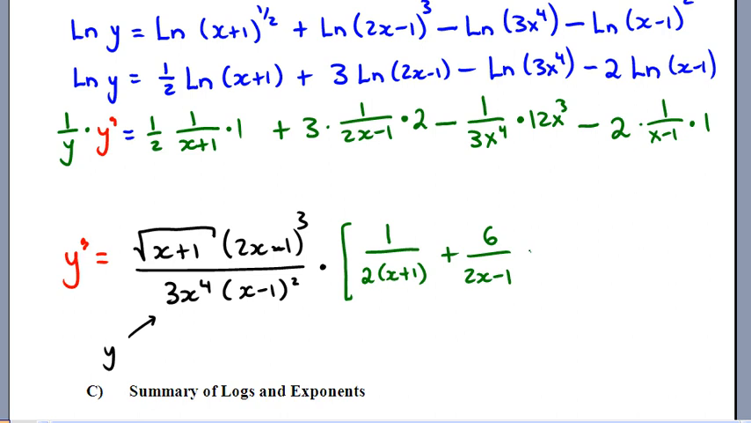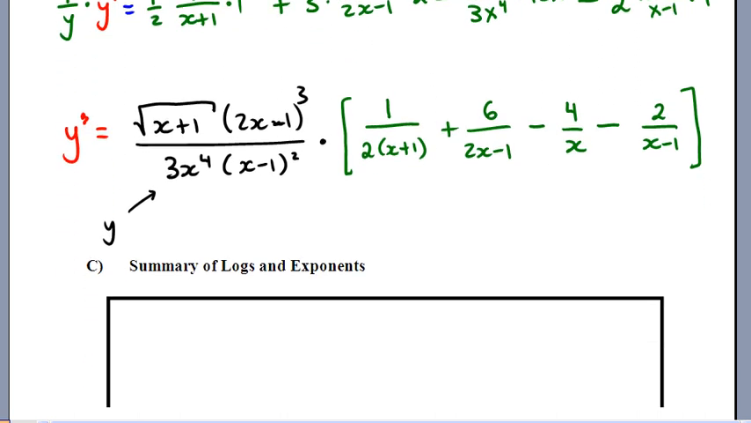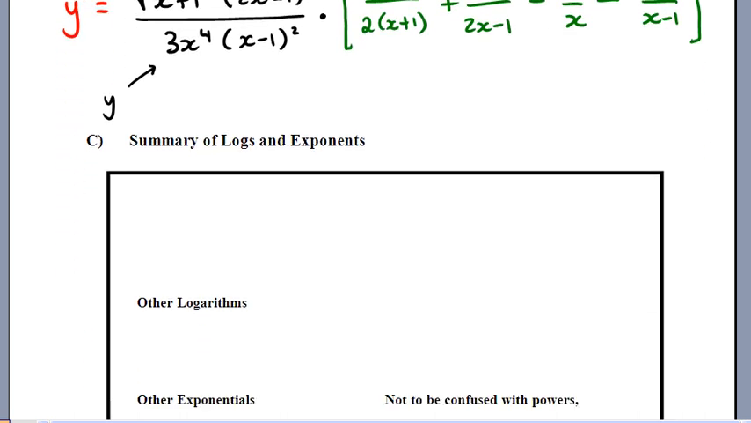This can be cleaned up. That's actually just going to be a 4 over an x. And then the last part, 2 all over x minus 1. So that can be a little technique to use logarithmic differentiation to your advantage, just to make it a bit nicer, so you don't have to do an awful looking quotient rule. It's just an option.